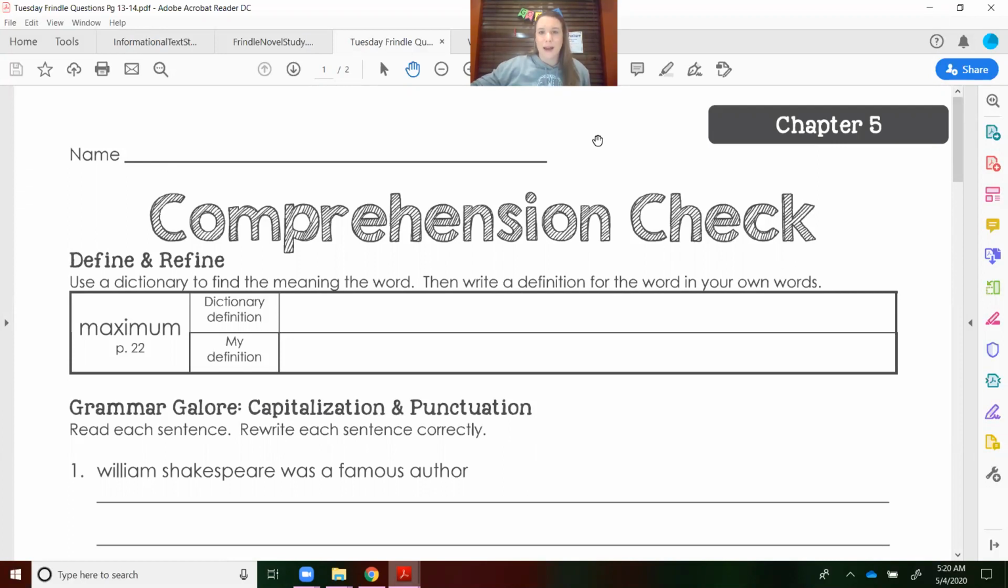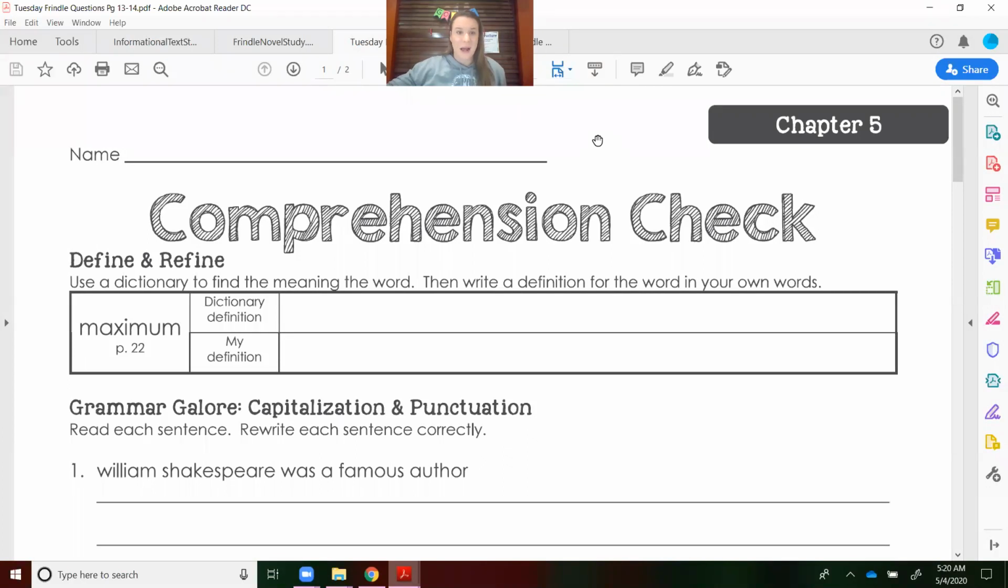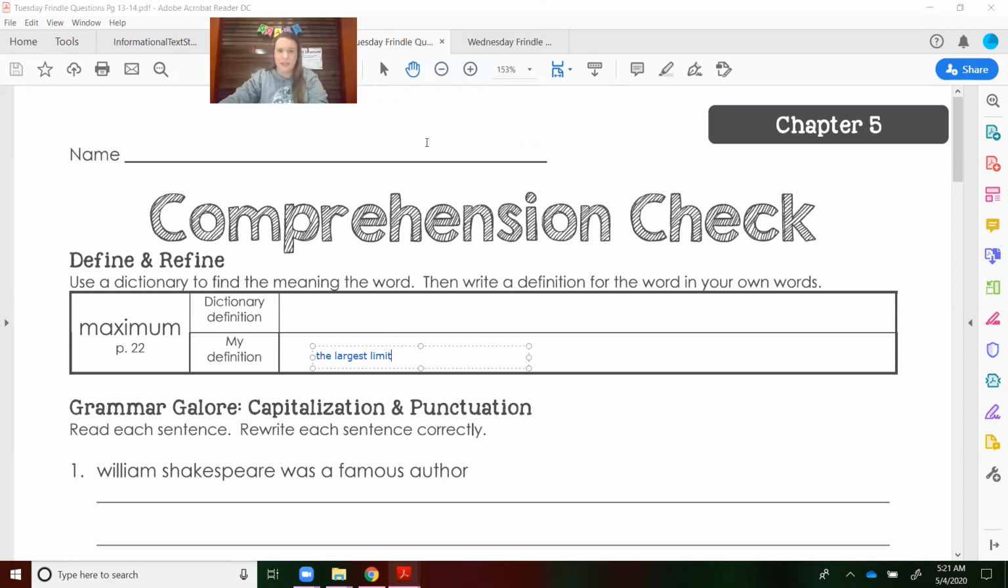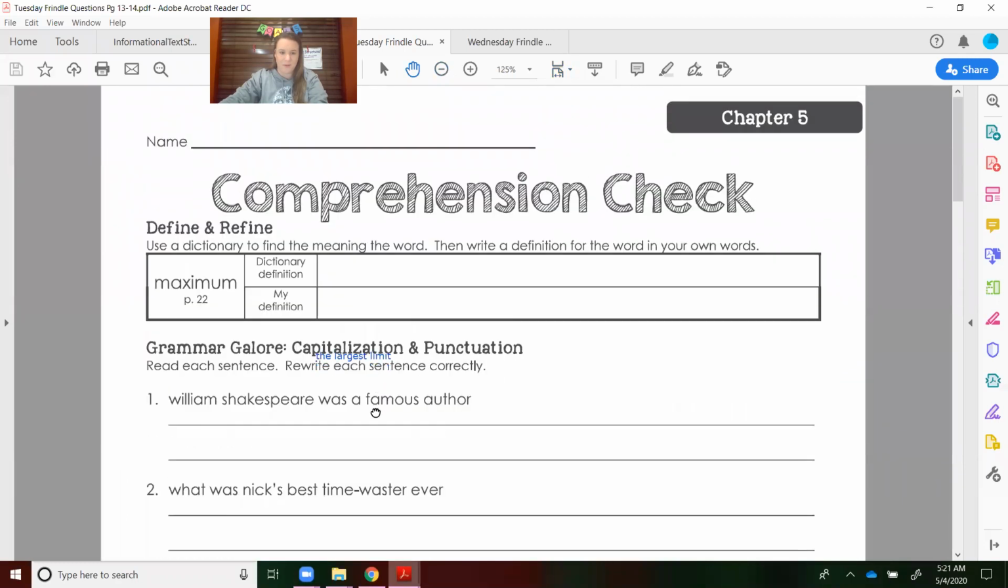So write down what you think first and then go check it in the dictionary. So let me get my lovely handy dandy typing. There we go. And I feel like changing the color to blue today. All right, so I put down the largest limit. That's what I think it is. I'm actually going to have it really zoomed in today. Let me clear drawings. There we go. So right here, I'm going to put the largest limit. All right, that's what I put.